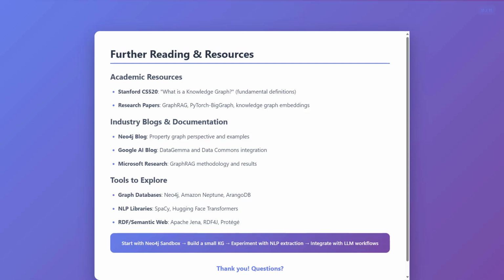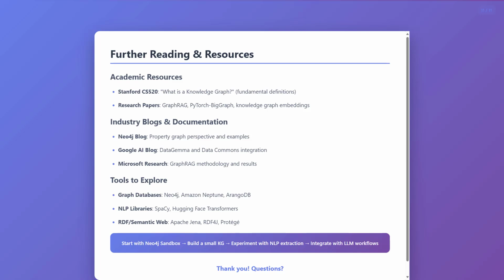I've included some excellent resources for diving deeper. The Stanford CS520 notes are a great academic introduction, while the Neo4j and industry blogs provide practical guidance. For hands-on learning, I'd recommend starting with Neo4j's Sandbox. It's free and lets you experiment with real graph databases. The Google and Microsoft research blogs will keep you current on the latest developments.